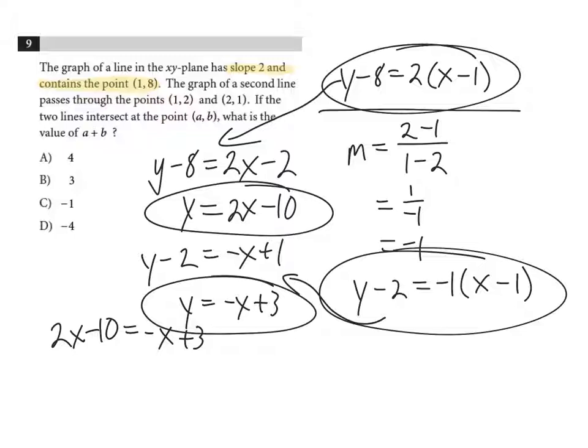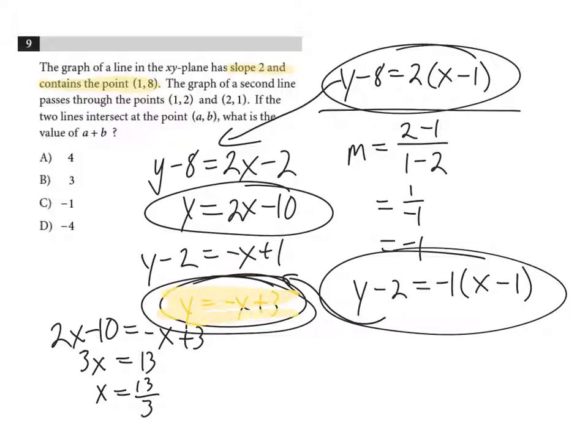Okay, and gather my x's on the left, so I'm going to add x to both sides. I'll get 3x, and I'm going to add 10 to both sides. Okay, all right. So now I am going to divide by 3. I'll get x equals 13 thirds. Okay, so now I just need to plug that x back into one of my equations, and I think I'll just use this equation right here.